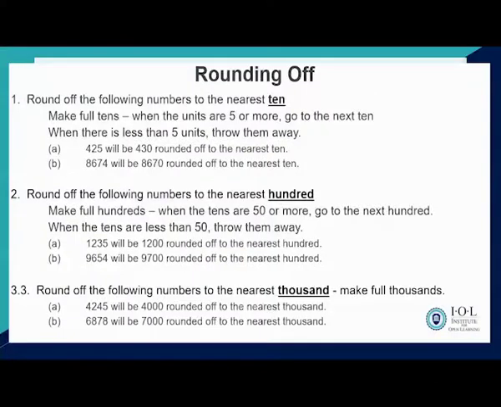So rounding off numbers to the nearest 10, the easiest way is to make whole tens. If it reached 5, then you know you go to the next 10. If it didn't reach 5, so 1, 2, 3, 4, then you go to the previous 10. Round off to the nearest 100, make full hundreds. From 50 onwards, you go to the next 100. And 49 and less, even 49.9, goes to the previous 100. Thousands, round off, make full thousands.